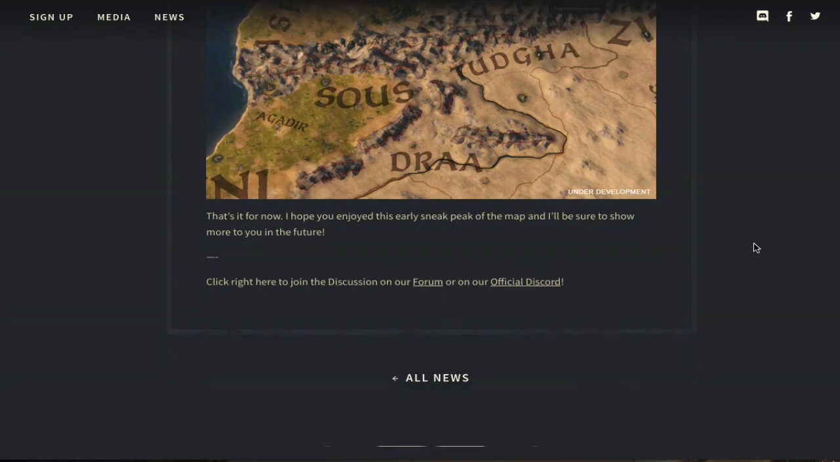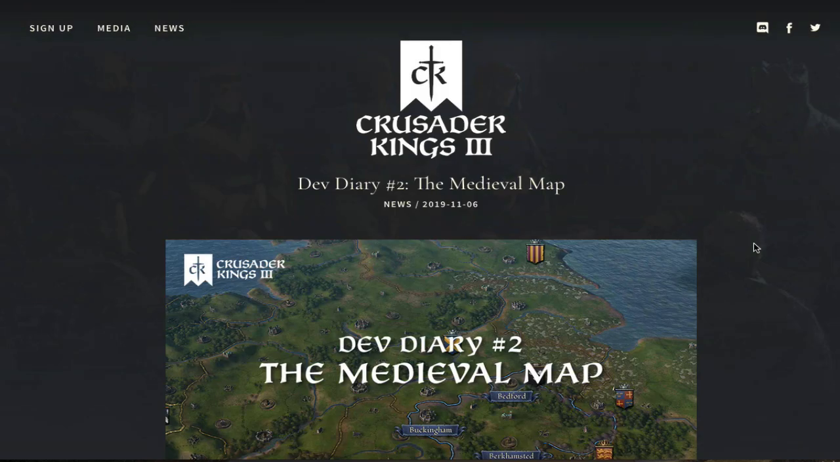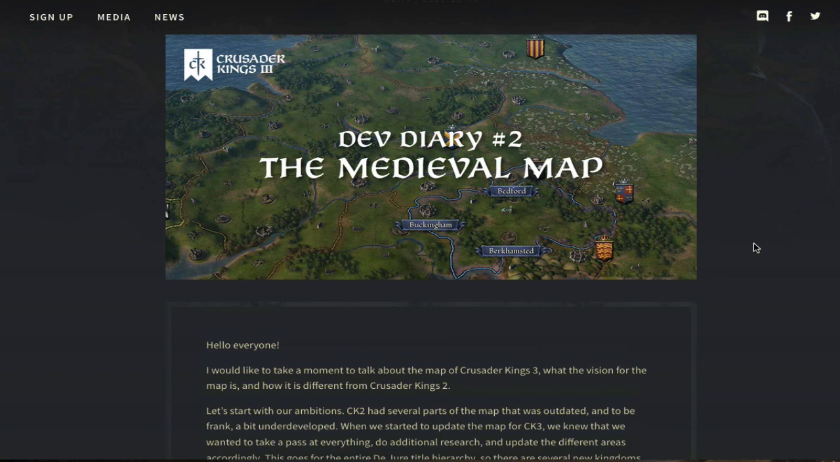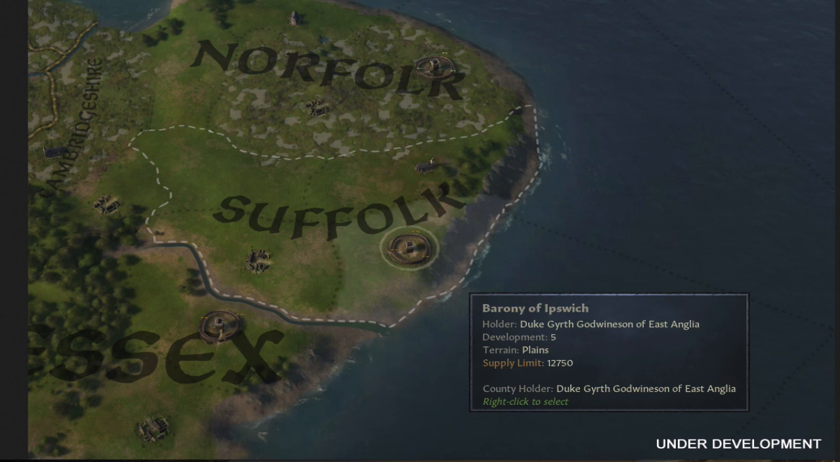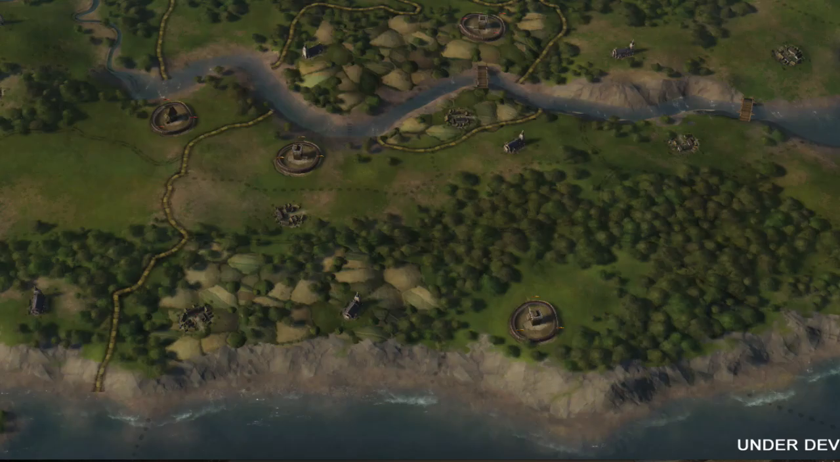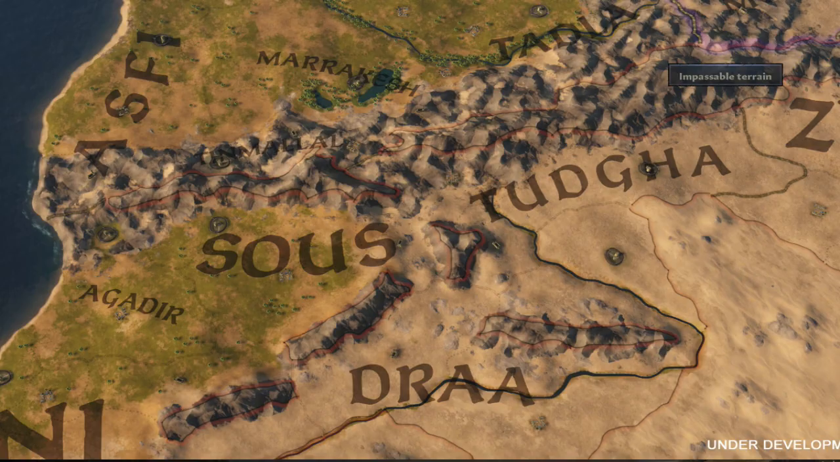That's it for now. I hope you enjoyed this early sneak peek at the map, and I'm sure to show more in the future. Yeah, I'm liking everything I'm seeing so far in this episode. There are some questionable things like the development, I'm not too sure on. I would like it to be a bit more dynamic than that. But we'll see. We'll just have another quick look at all of the pictures here. Yeah, it's starting to grow on me a lot.